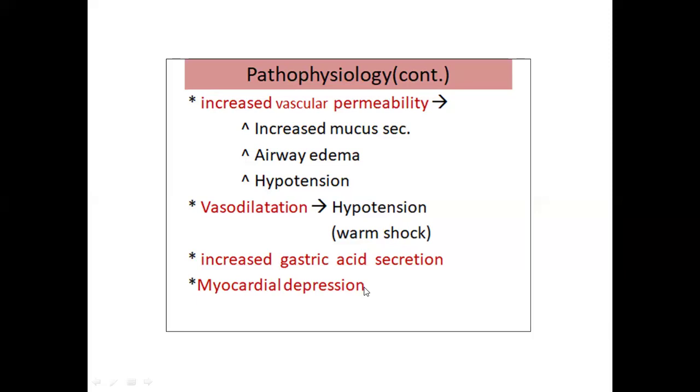Shock, there are 4 types usually. Circulatory shock has 4 types: hypovolemic, distributive, cardiogenic, and obstructive. Here, you do not get obstructive shock, but all the other shocks are there in anaphylaxis, right? Without obstructive, all the other shock types are there.